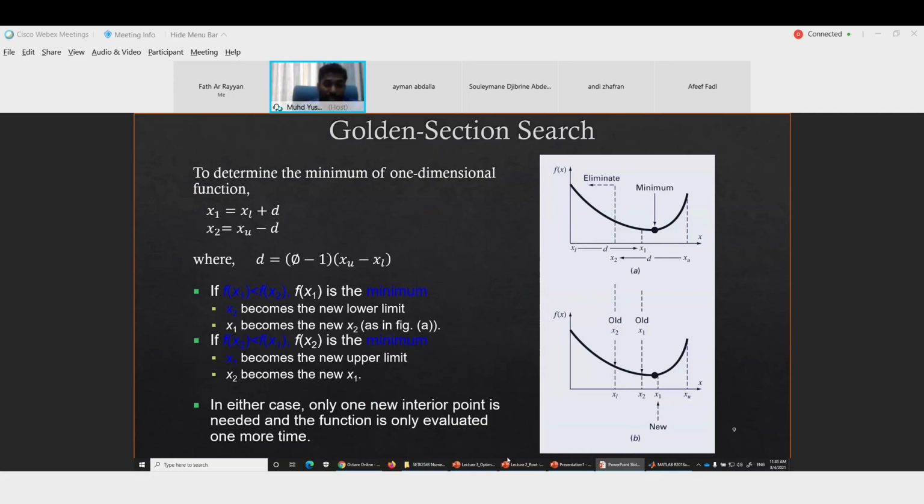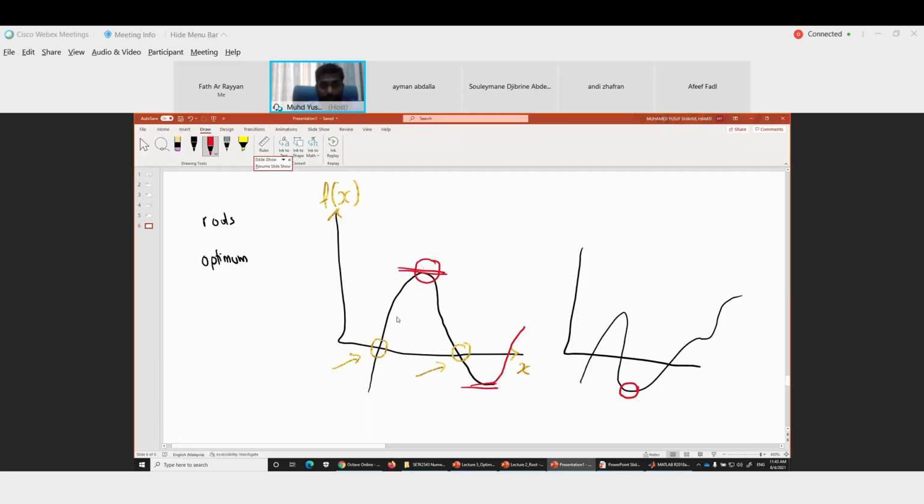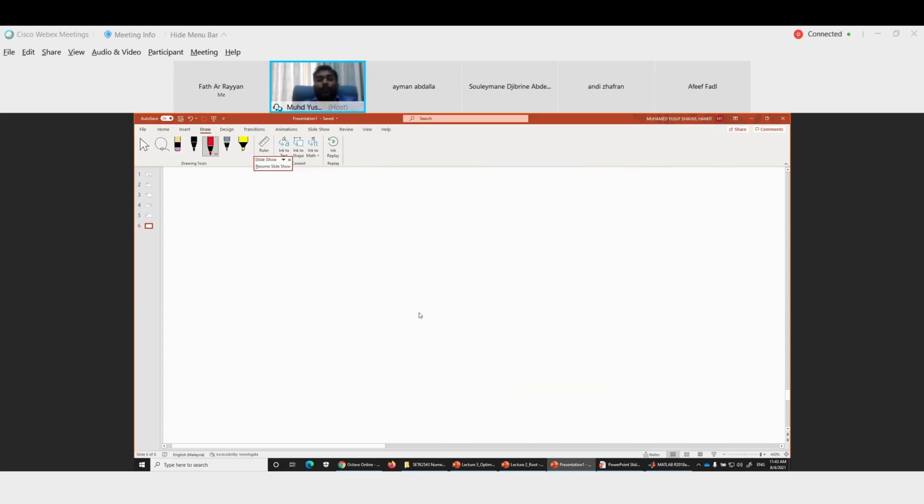Okay, let me just show you in this thing. Okay, so let's talk about the golden section search. How I'll try to explain how to do the golden section search: basically what you will have is some sort of graph. I'm going to explain it in terms of a minimum. You have this kind of graph, and you have a minimum somewhere here. So this is the point that you want to find.